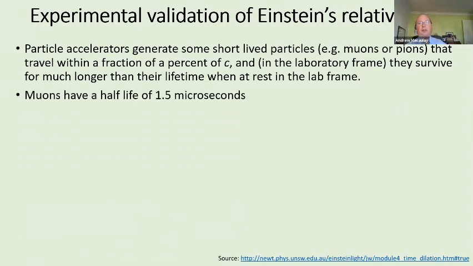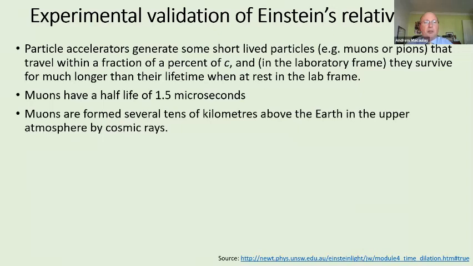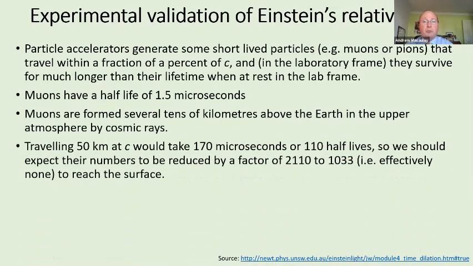Muons have a half-life of 1.5 microseconds, so your wristwatch won't do. Muons are formed several tens of kilometers above the Earth in the upper atmosphere by cosmic rays. So cosmic rays hit the atmosphere, and suddenly we've got these things called muons being formed. They should only last 1.5 microseconds, as they're traveling the 50 kilometers at the speed of light. And it should take 170 microseconds, which is the equivalent of 110 half-lives. And so we would expect their numbers to be reduced by a factor of thousands.